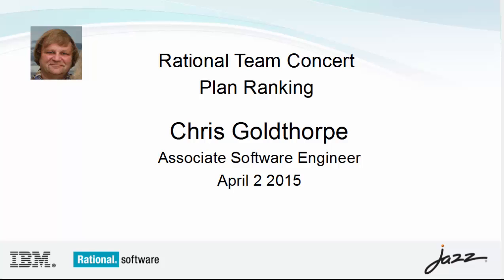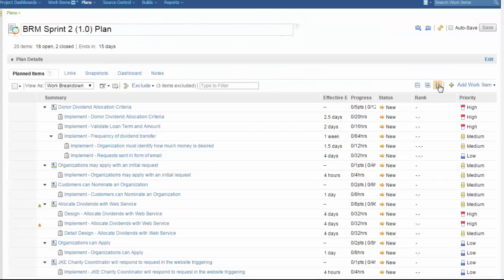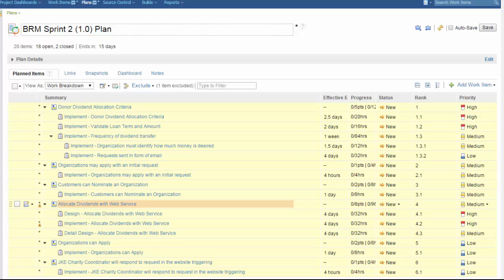I'm going to demonstrate some new features in plan ranking. The first of these is that the apply rank button now works in hierarchical views. So when I press it, you can see that the items get a rank and it can be in multiple parts. So for example, detail design has a rank of 4.3, meaning that it's the third most important task within the parent story, which has a rank of 4.